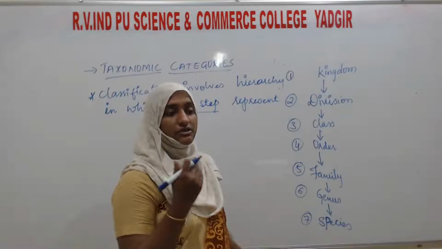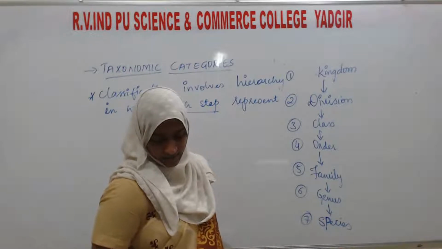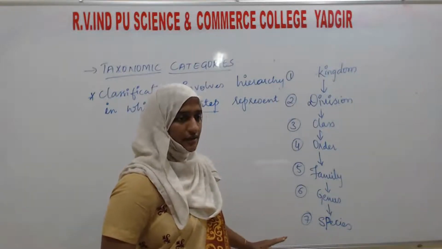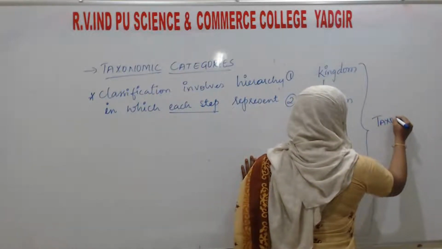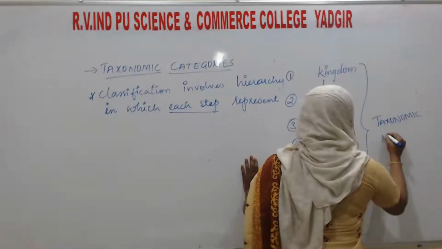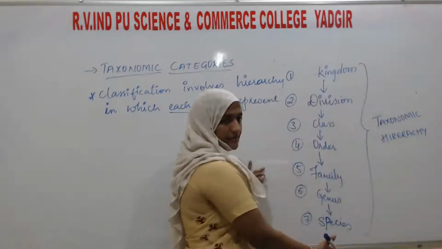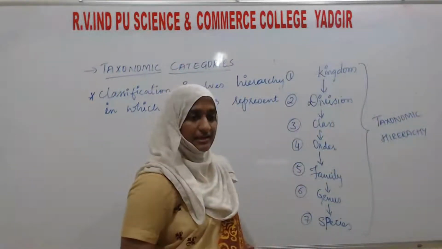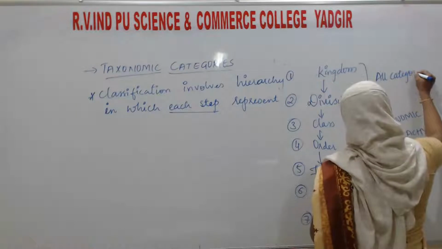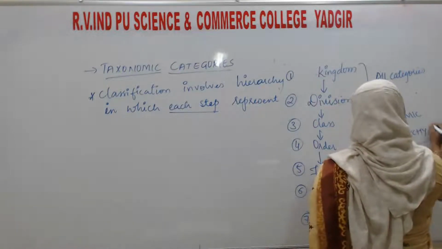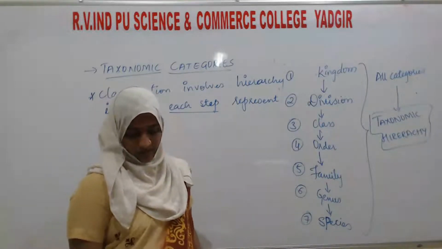They are arranged according to their characters. So this arrangement is known as the hierarchy. All categories together we can call the taxonomic hierarchy. All these categories together are known as the taxonomic hierarchy.